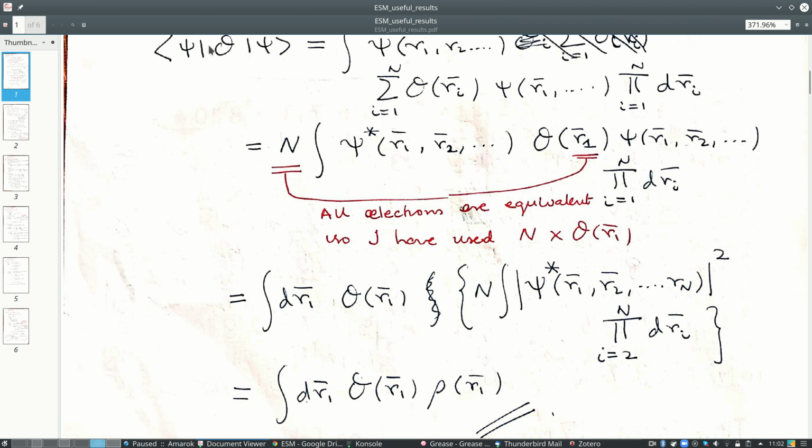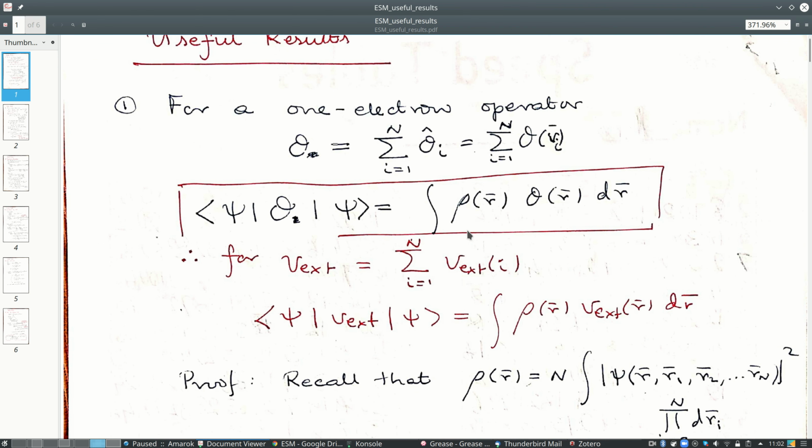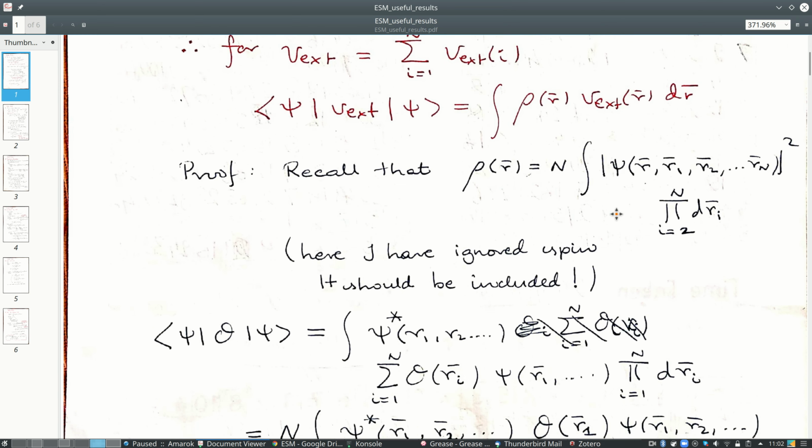So what we get is that the expectation value of psi O psi is the integral over r1 of the operator O of r1 times the density of r1. Now the 1 here is simply a dummy index. You can just drop it to get the result you wanted here, that this is equal to the density times the operator integrated over all space. Now this is quite a nice powerful result, because we will often find ourselves dealing with one electron operators, and in which case we can write them down like this.